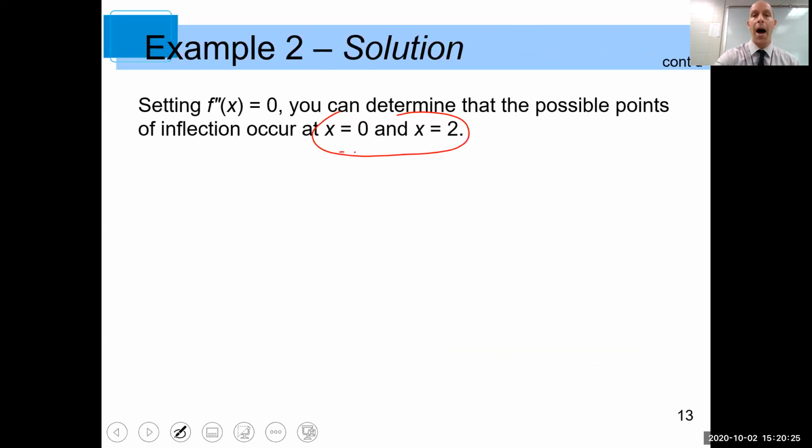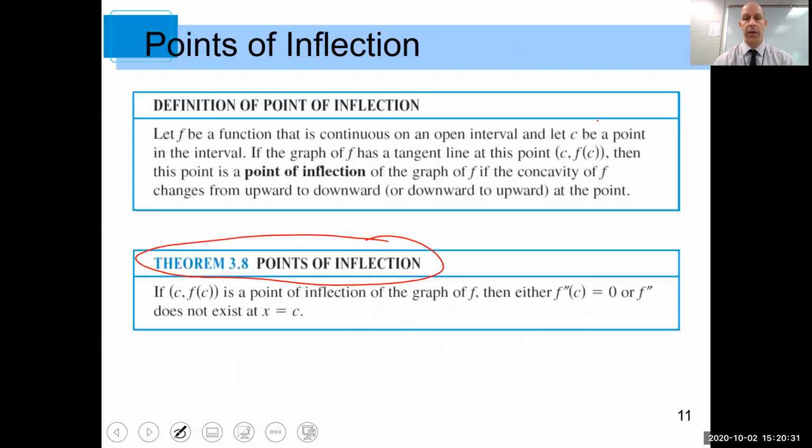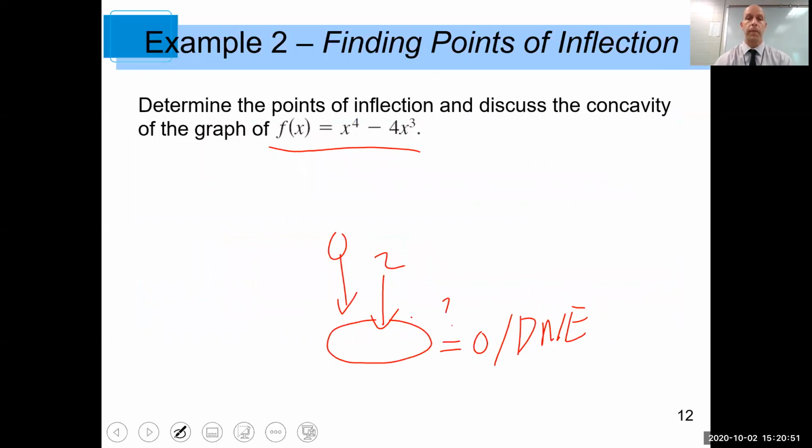So the possible, and this is the key word, possible. And let me make sure I emphasize this. This is something I have to do a lot with my geometry students. Notice this theorem says if it's a point of inflection, then either this is true or that's true. This is an if-then statement. So just because this is true does not necessarily imply that it's a point of inflection. You still have to check.